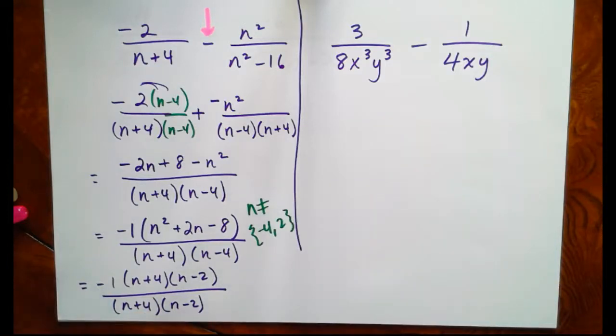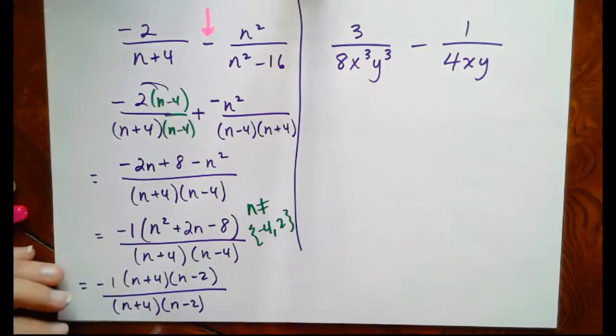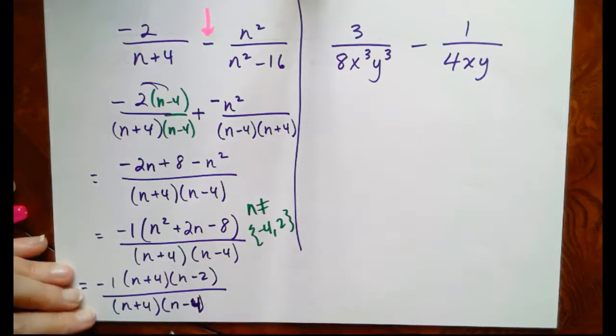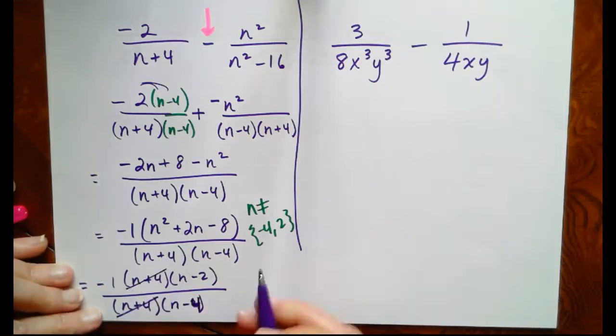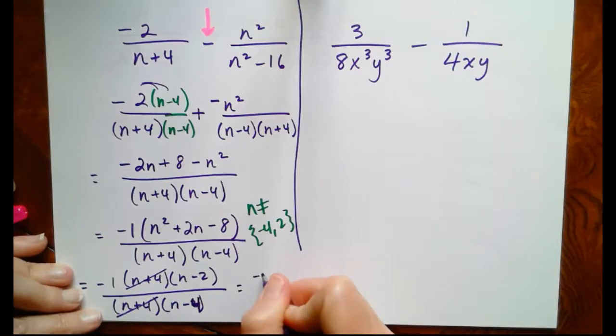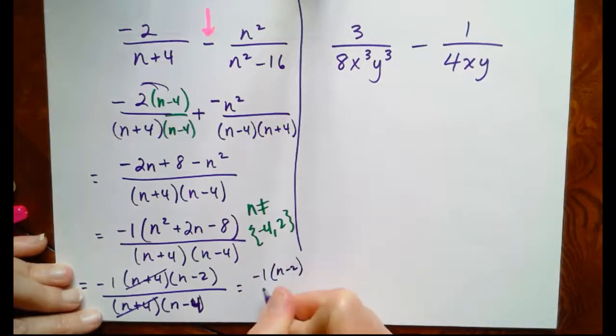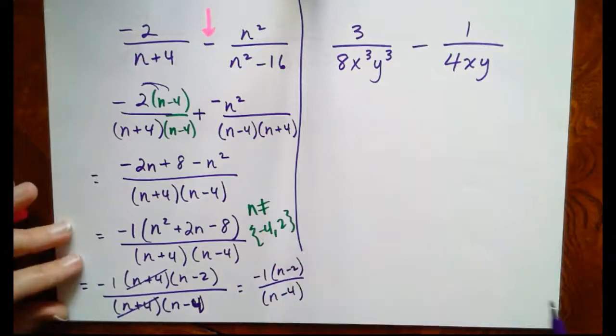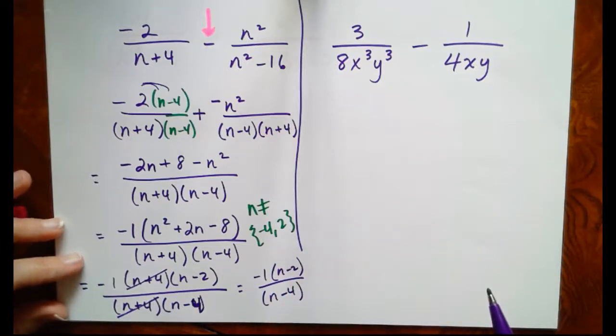Remember, give your restricted values before you cancel anything. Because now, when I cancel, whoop, I'm about to make a mistake. And Matt Barnes is not here to yell at me. So, n plus 4's cancel. So we end up with -1 times n minus 2 over the n minus 4. So this is our simplified answer. Leave it factored. Factored is best. That's easiest. Our restricted values, n cannot equal -4 and 4.